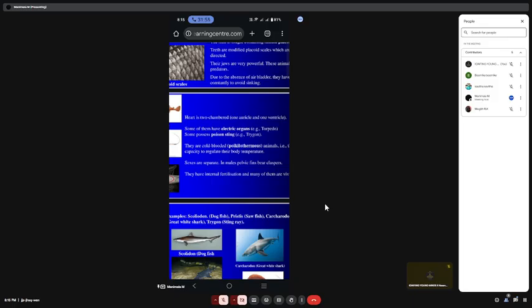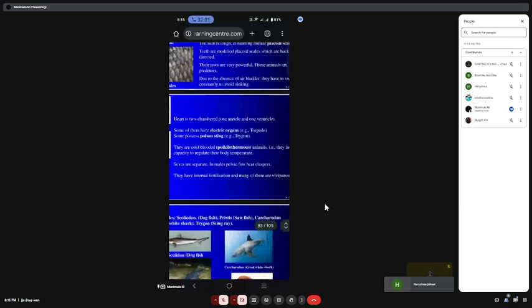Some of them have electric organs. Example, torpedo. And some possess a poison sting. Poison sting is also present in some animals of this family. Example, trygon. Trygon is an animal that has a poison sting in its body. And some animals have electric organs. Example, torpedo. And they are cold blooded animals.